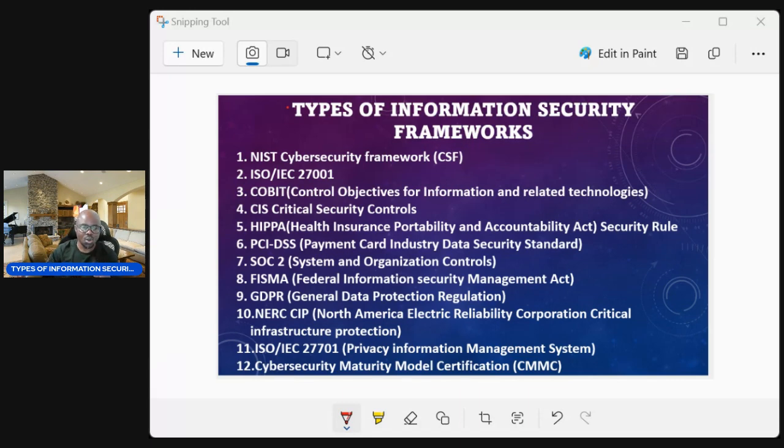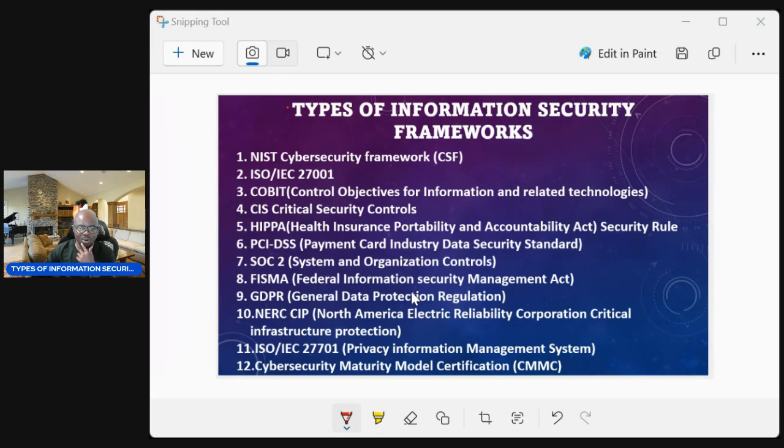So number 2 of these types of frameworks that we're talking about is the ISO IEC 27001. This framework was developed by the International Organization for Standardization, ISO, and the International Electrotechnical Commission. The focus of this ISO framework is the information security management system. So that is number 2.